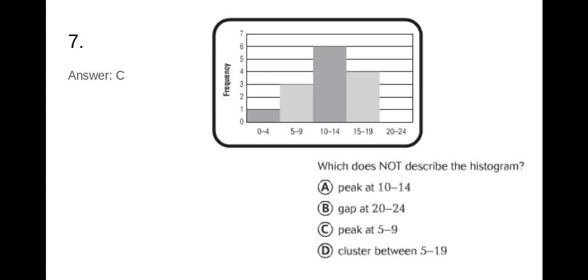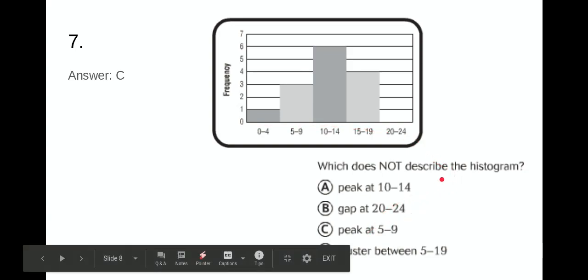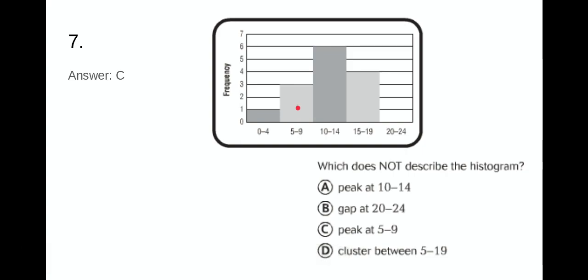Number 7, your answer is C. There's a peak at 5 to 9. Which one doesn't describe the data? Peak at 5 to 9. That is definitely not a peak. Peak, we're looking at something that's like the PP&L building, really tall compared to everything else. So your peak is right here, 10 to 14.